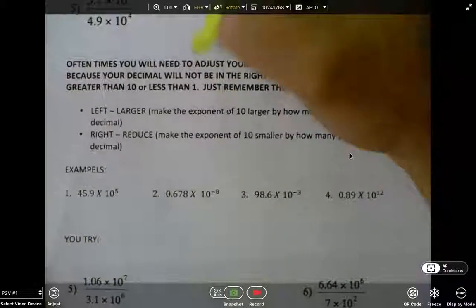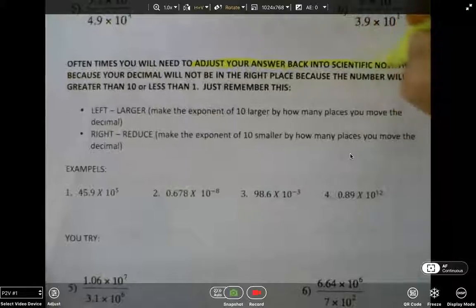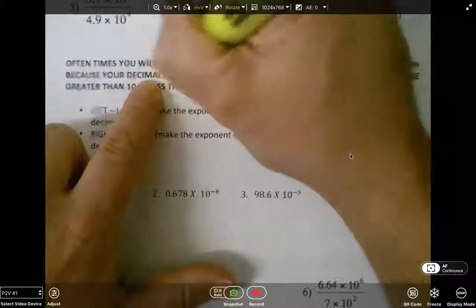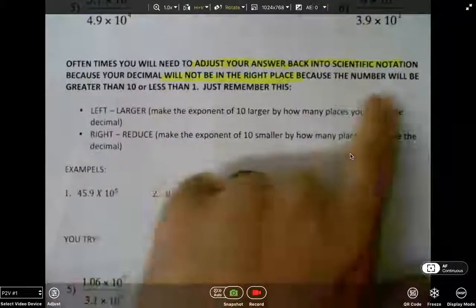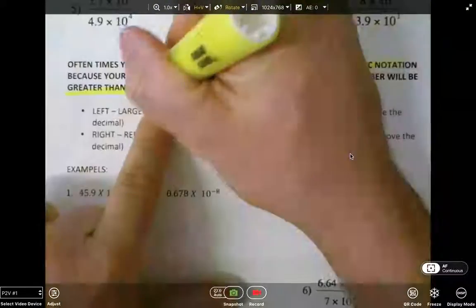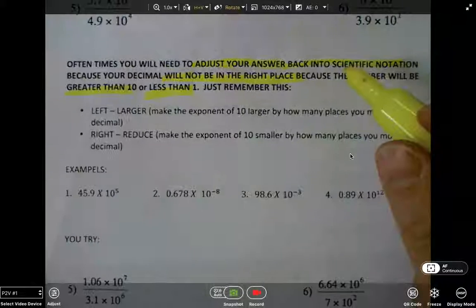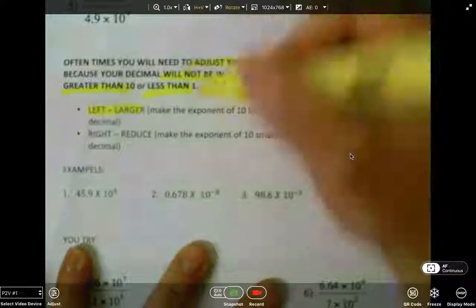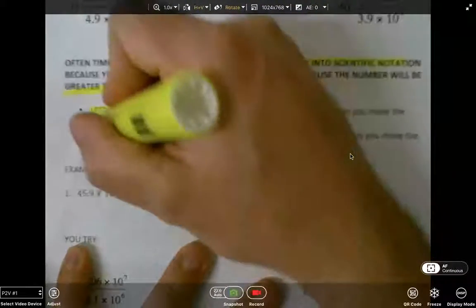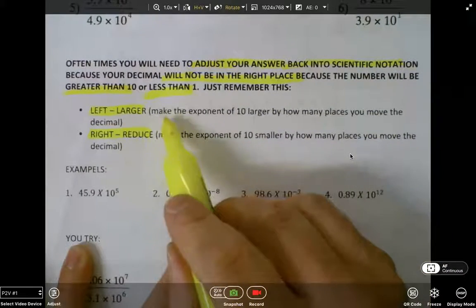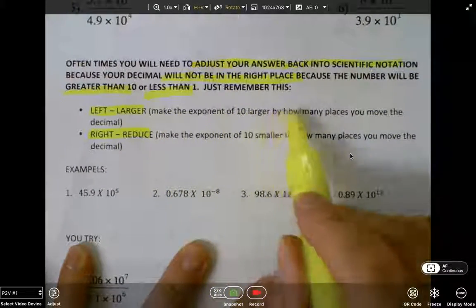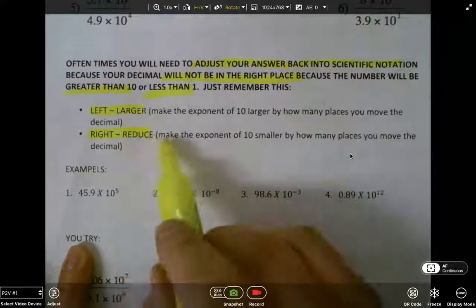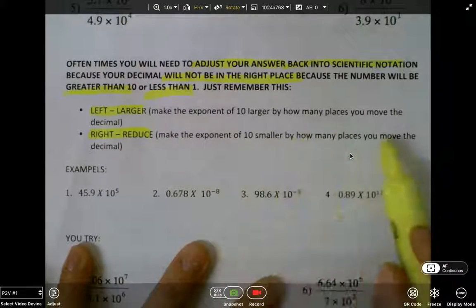And the last thing that often happens, it's all in capital letters because it's pretty important. Oftentimes you'll need to adjust your answer back into scientific notation because your decimal will not be in the right place because the number will be either greater than 10 or less than 1. So I've taught this for many years. In the math lab, we came up with this saying that always helped us. If we have to move the decimal left, you make it larger. And if you have to move it right, you reduce it. So left, make the exponent of 10 larger by how many places you moved. Right, make the exponent of 10 smaller by how many places you move the decimal.